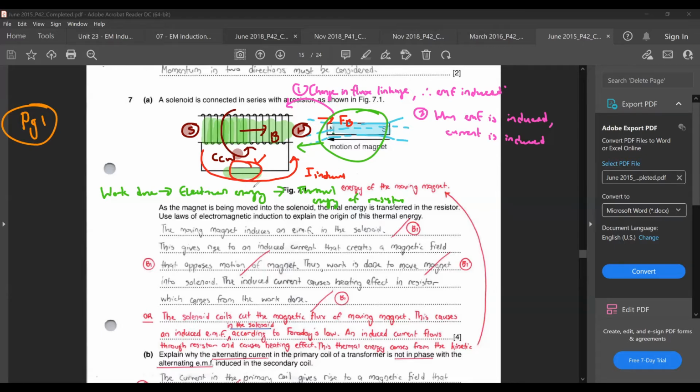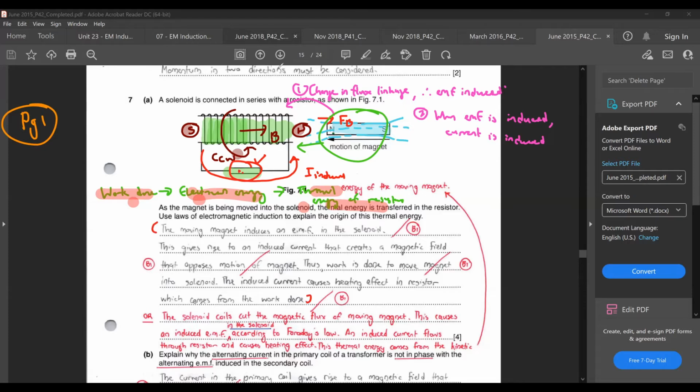So basically what the question is asking you right now is to explain the origin of this thermal energy. Where did the thermal energy actually come from? It actually came from the electrical energy of your induced current, but at the same time, it also came from your work done in the first place. Your work done went into the electrical energy of your induced current, which in turn went into the thermal energy of your resistor. So that's why your answer was like this.